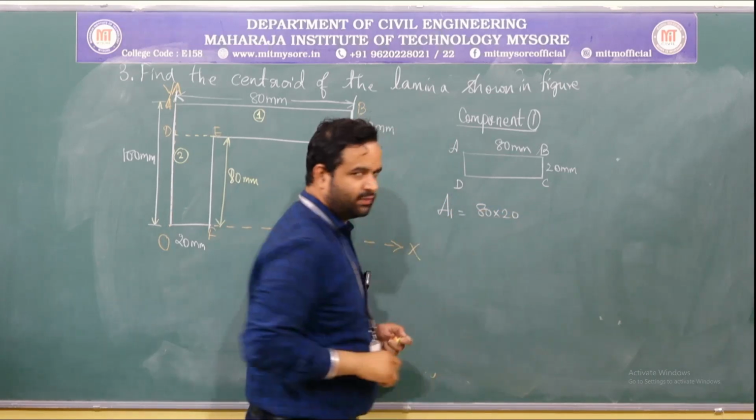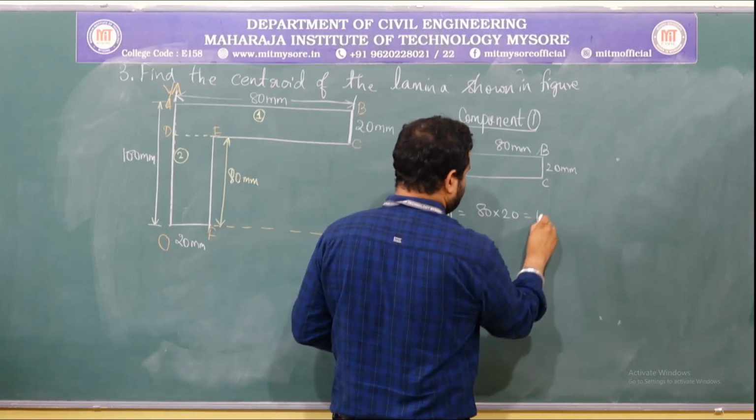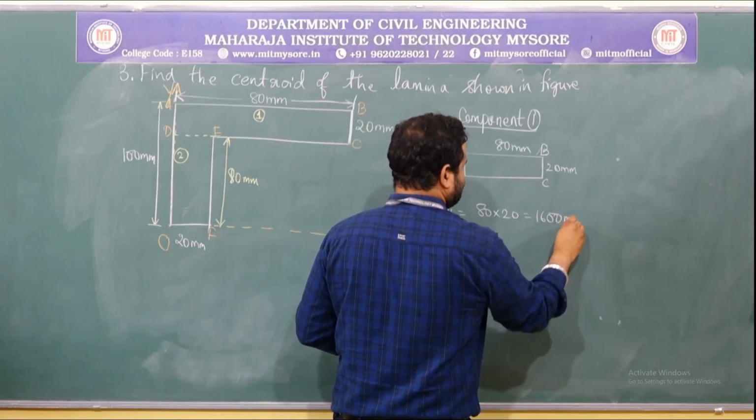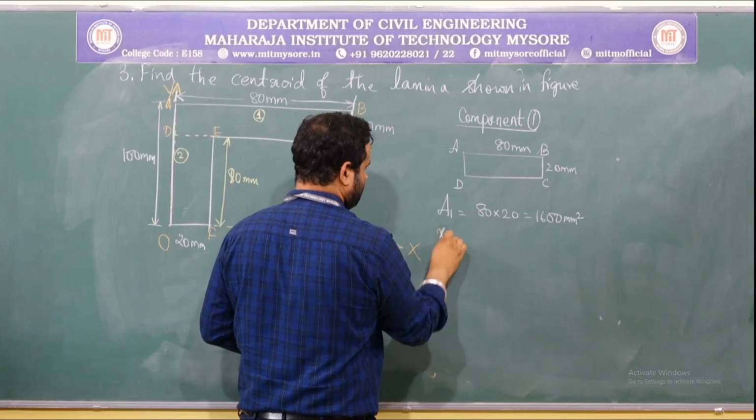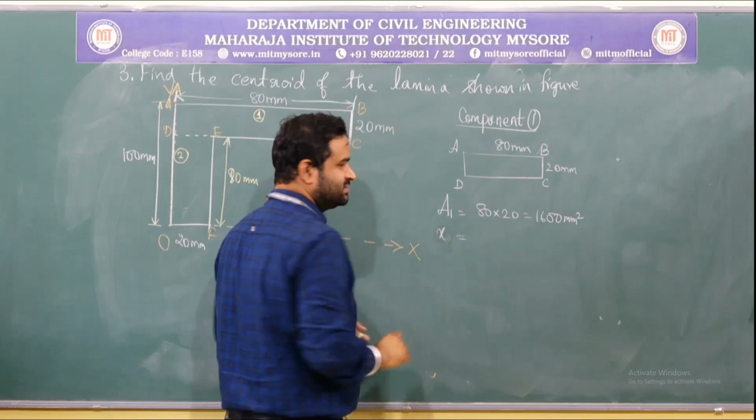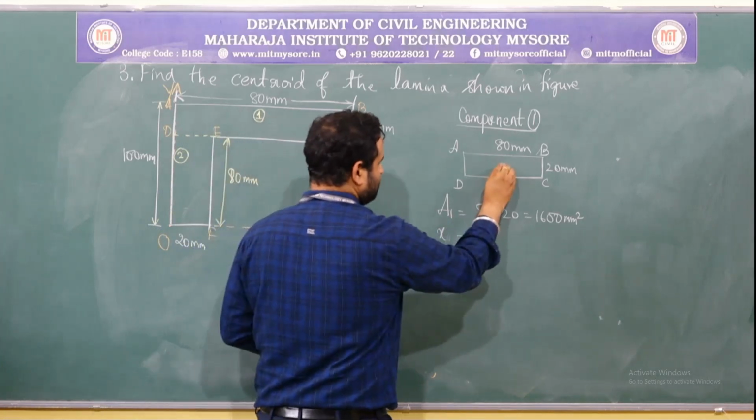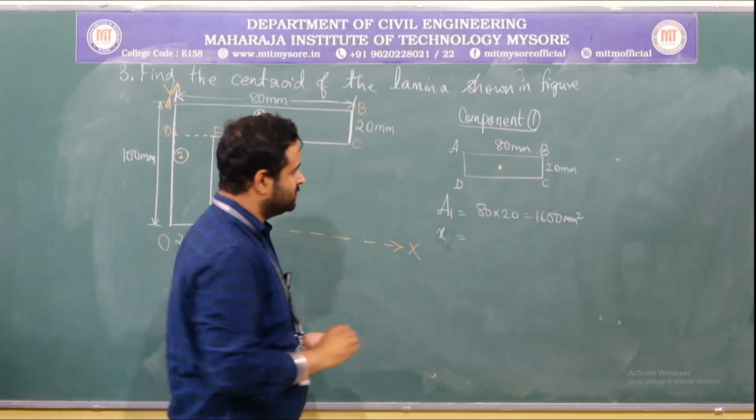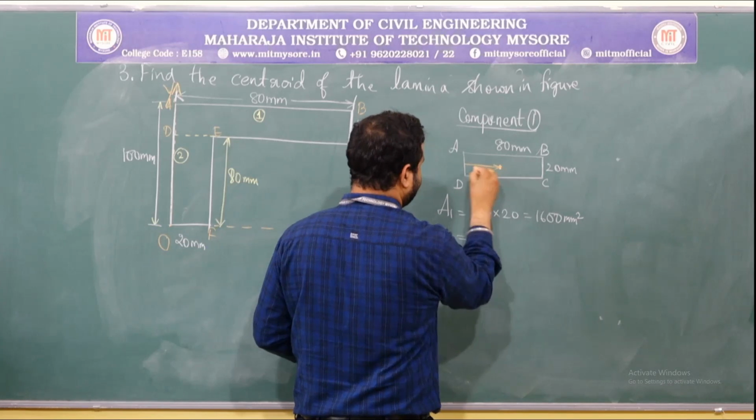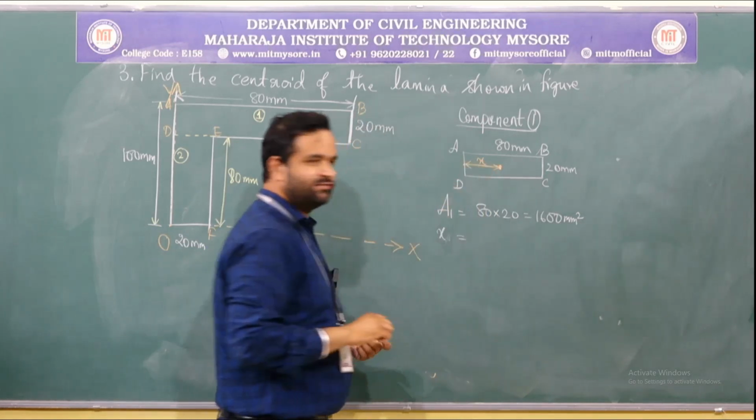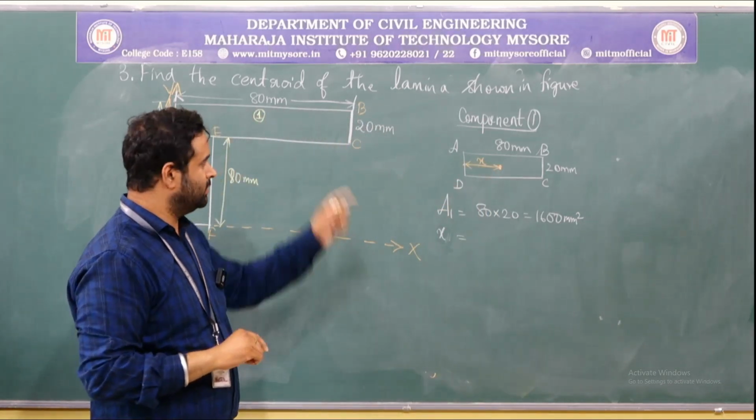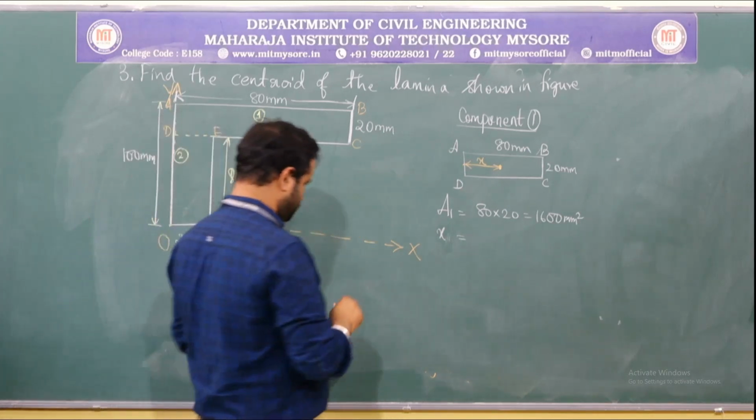Always do x into y. That is 1600 mm square. Its centroid x, which is this point, that is x. What is x of this rectangular component? It is 80 divided by 2.